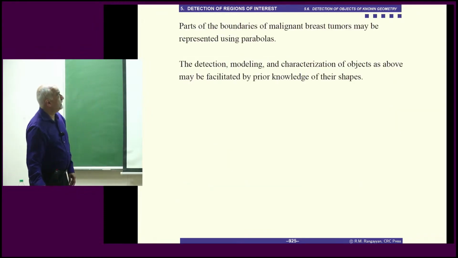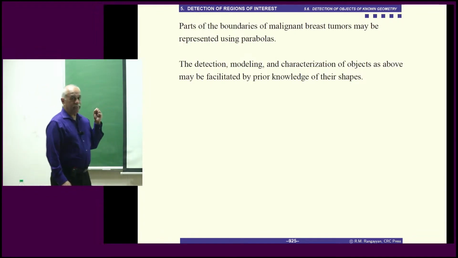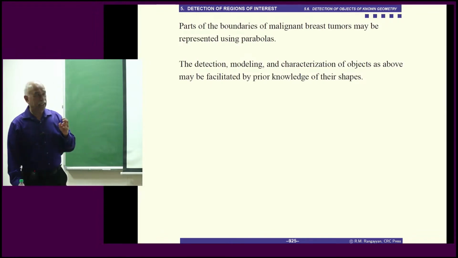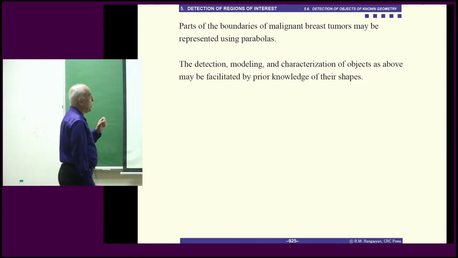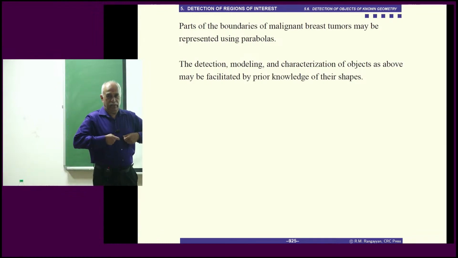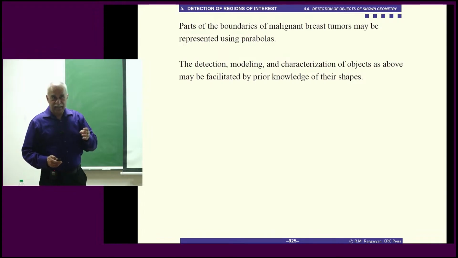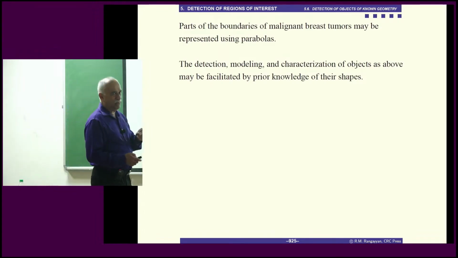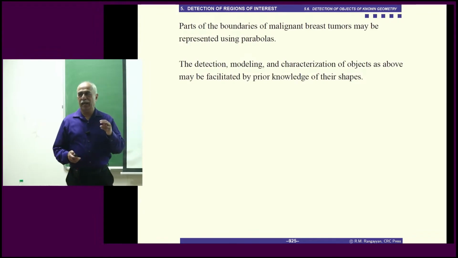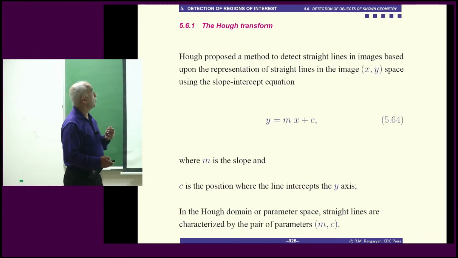Parts of boundaries of malignant tumors may be represented using parabolas. I'll show that later. So the detection, modeling, and characterization of objects or parts of objects in this manner may be facilitated by prior knowledge of their shapes. There was a classic paper where the ribs were detected using parabolas in chest X-ray images. So there are situations where some parts may be approximated by certain mathematical functions for contours or closed loops.